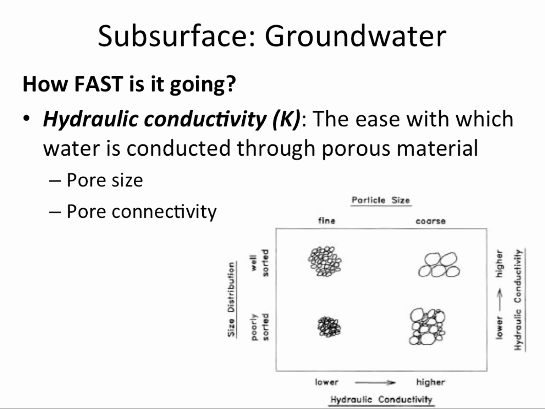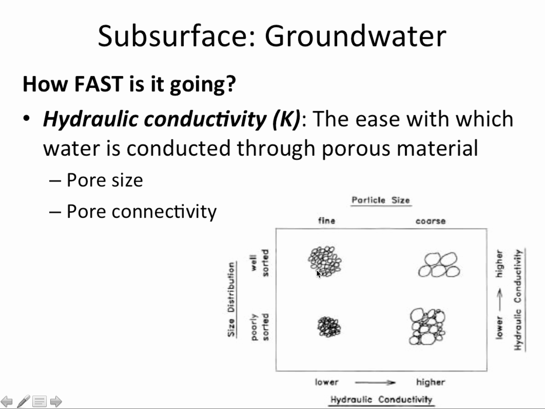Here's another figure. This is showing you poorly sorted down on the bottom, which means a mix of particle sizes, or well sorted, which means basically one size of particle. And over here we've got fine particles to coarse particles, and this is showing you the lowest hydraulic conductivity on the bottom here, higher up here, and then also down here, lower to higher. So this would have the lowest hydraulic conductivity, right? Low here and low here. And this would have the highest hydraulic conductivity, high here and high here. But we can talk about that for a minute.